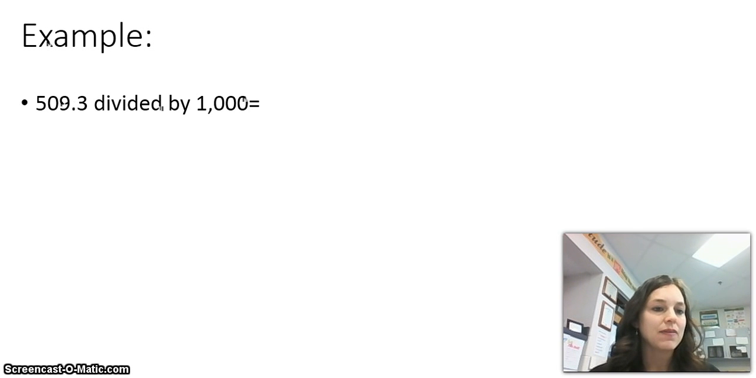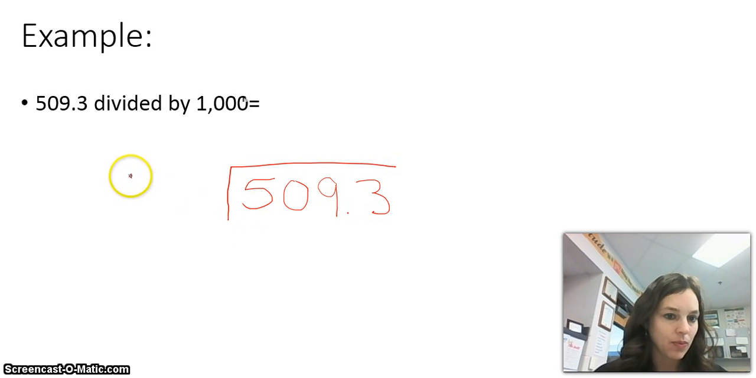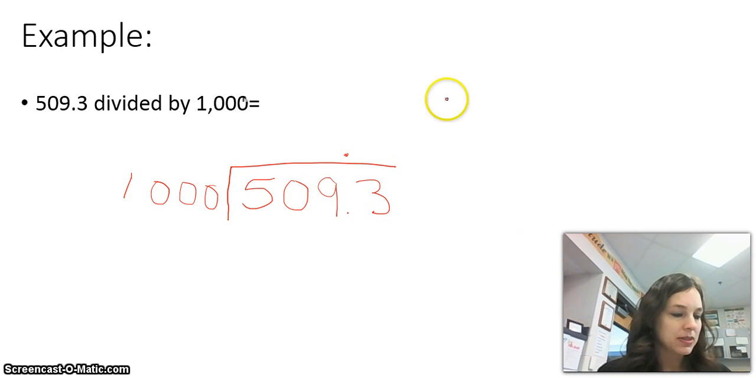Here's an example. We have 509 and 3/10 divided by 1000. Well, I could do 509 and 3/10 divided by 1000. And I could think 1000 won't go into 5 or 50 or 509, but it will go into 5093. I have to line up my decimal. Oops, sorry. And I can think 1000 will go into 5093 5 times. So I could put my 5 up here. And then I could do my divide, multiply, subtract, bring down.